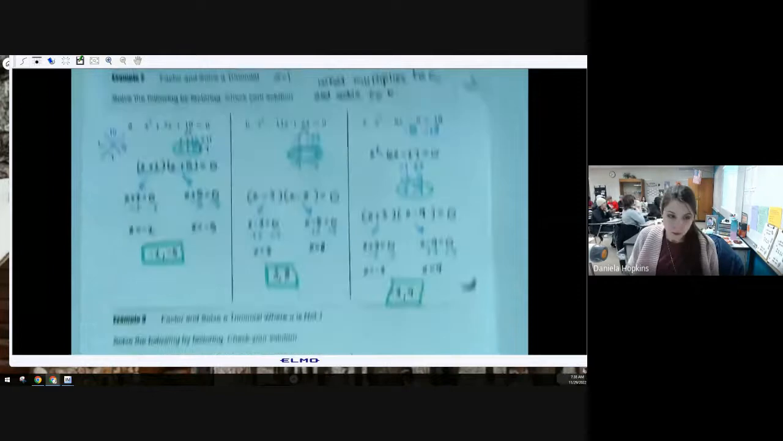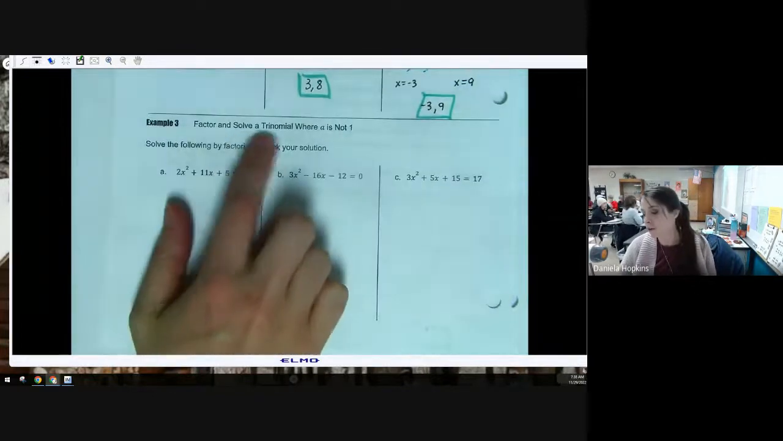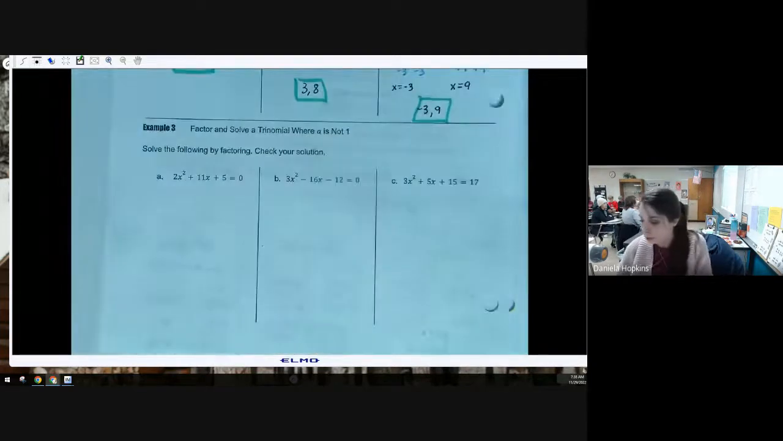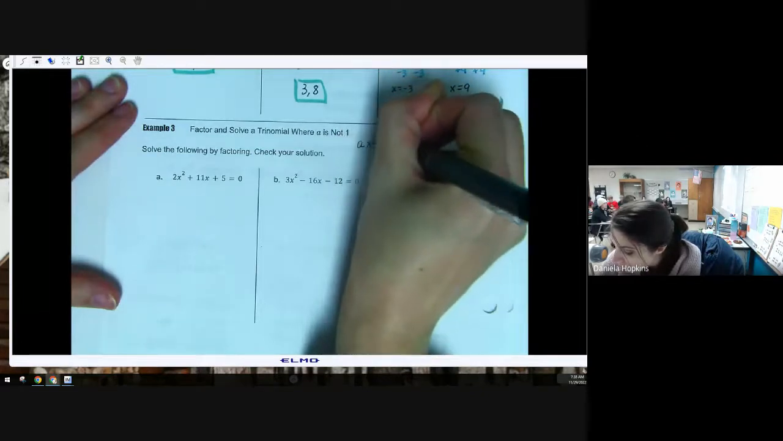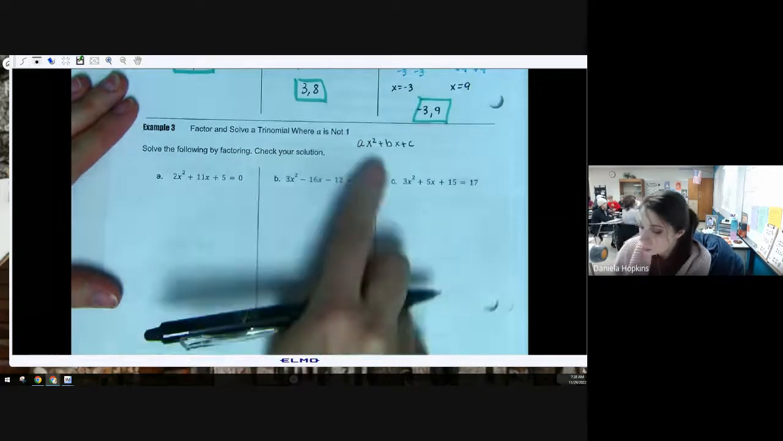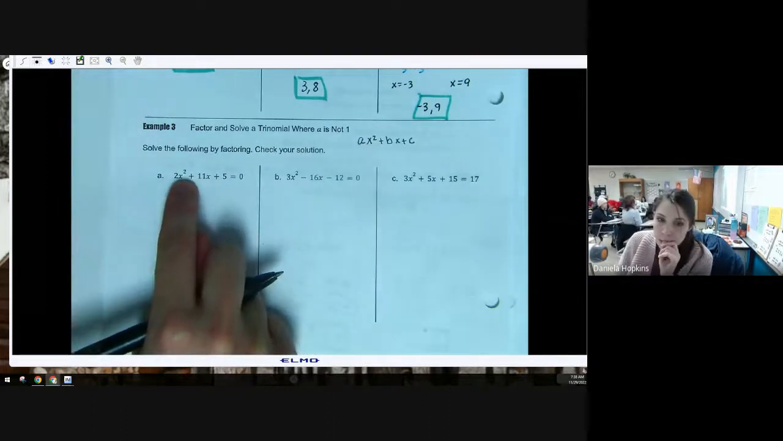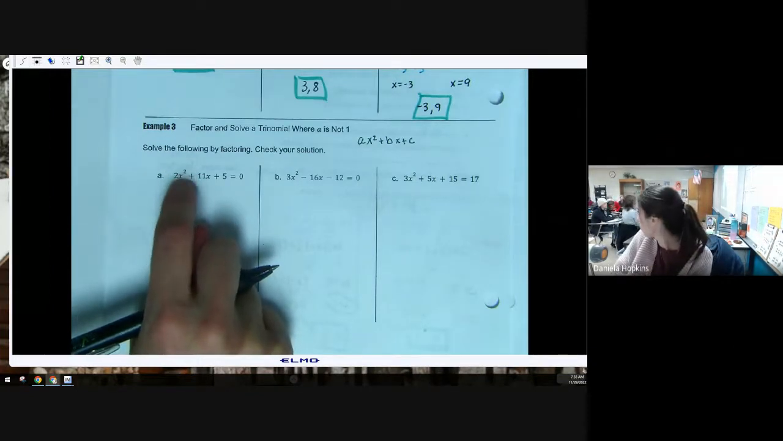So today what's different, we're just going to do example 3. And notice it says factor and solve a trinomial where a is not 1. So when we're talking about our general form of a quadratic equation, that's ax squared plus bx plus c. And so a not being 1 means that leading coefficient in front of the x squared. And so if you can divide out a greatest common factor, that's great, because then maybe you could get this back to 1 and then you can do the normal factoring. But a lot of times you can't do that, so we have to do an extra step.